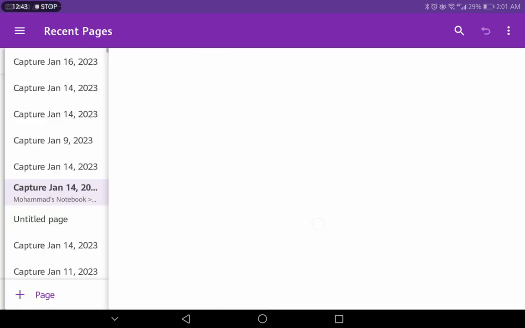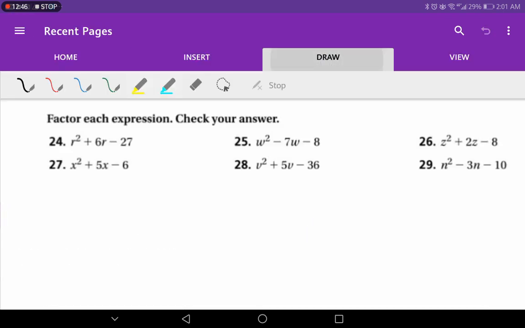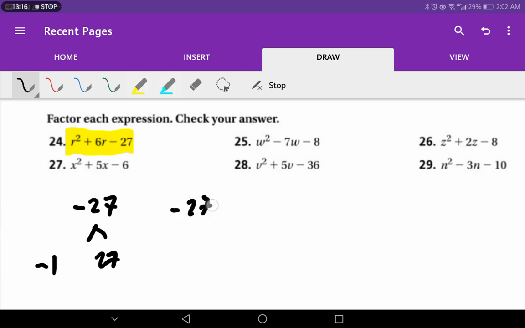Now let us move here. Now see here, the constant term is negative this time. Okay, my dear student, that means the two factors have different signs. I will show you how. Let us take question number 24 here. So I'm looking for negative 27, and negative 27 comes from negative 1 multiplied by 27, or what? 1 multiplied by negative 27.